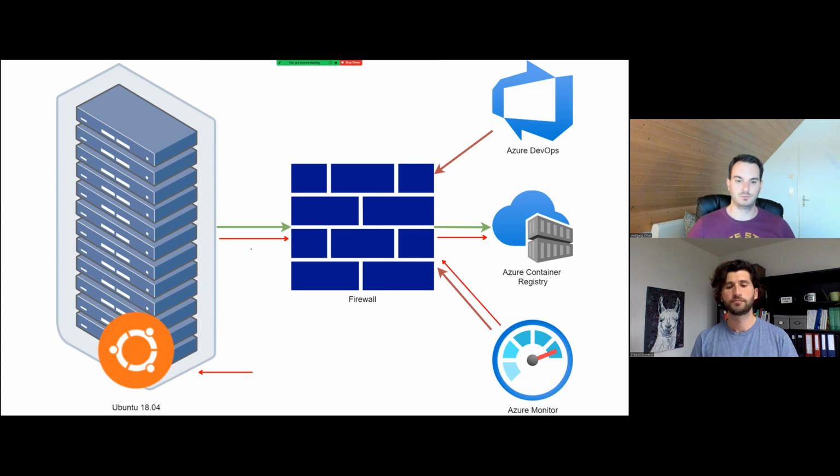And what we're going to do now is create a user on this Kubernetes cluster and then enable the user to connect via Azure Arc from outside through the firewall to the Kubernetes cluster.